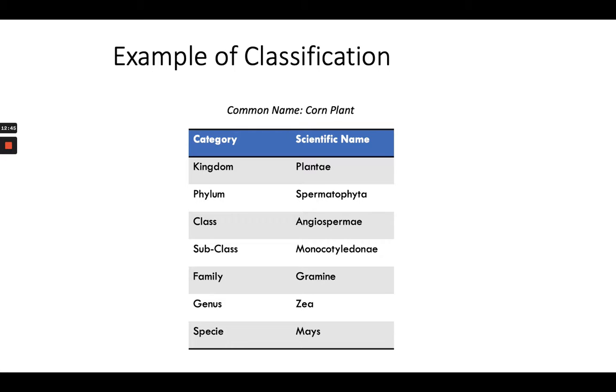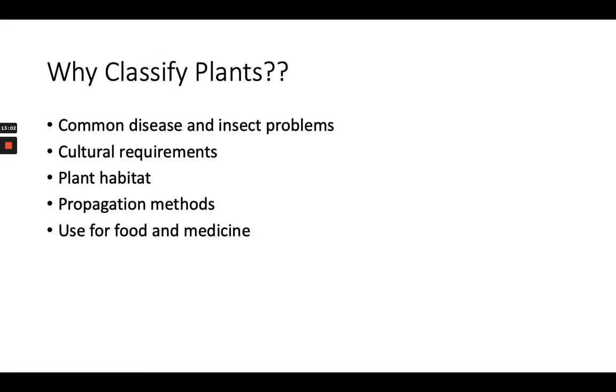So here's an example of classification for a common corn plant. You have your kingdom, your phylum, your class. Here is a subclass, and some of them might have like 14 or 20 different subclasses that this plant fits into. Depending on what plant you choose, you may run into something like this.